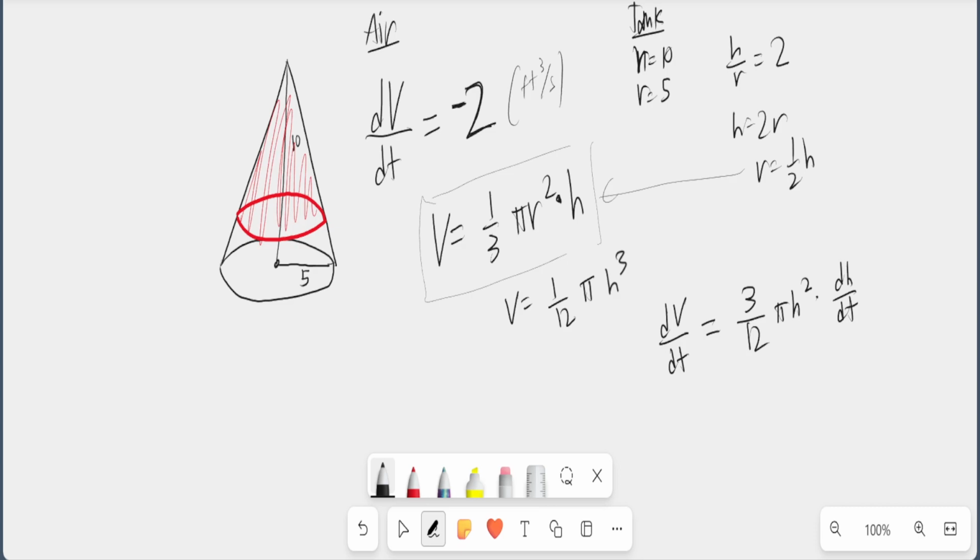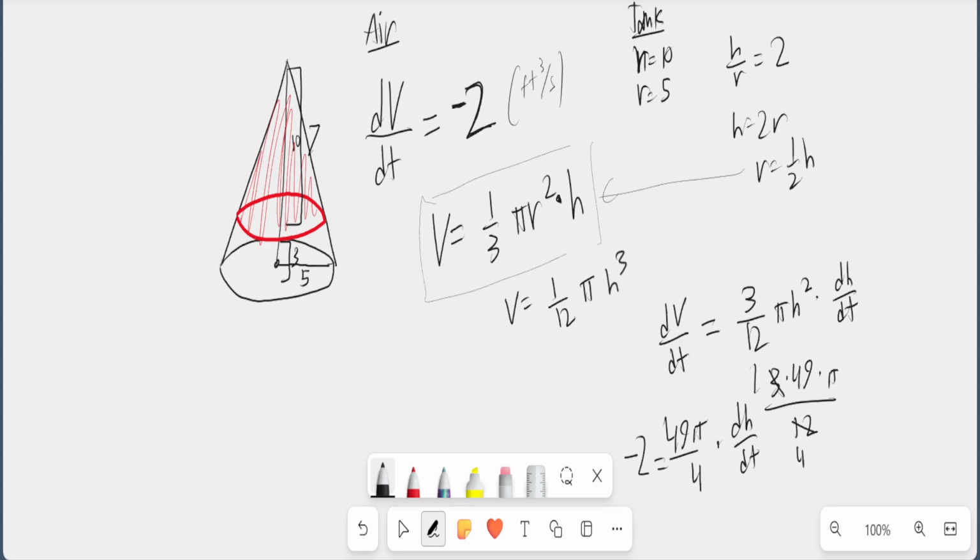When the height of the water is 3 feet, then what's the height of the shrinking air? 7 feet. So it's 7 squared over 12. So 3 times 49 times pi over 12. That becomes 1. That becomes 4. So it's 49 pi over 4 times dh dt is equal to -2.